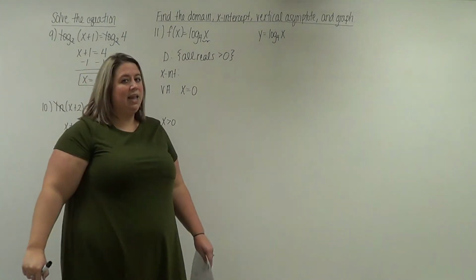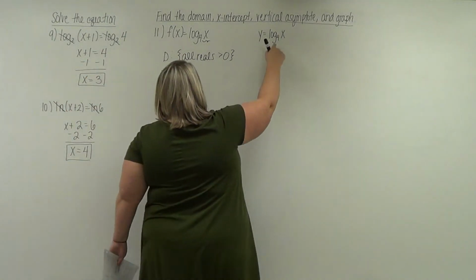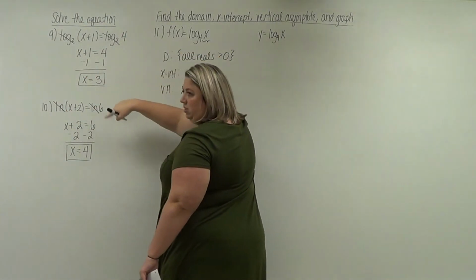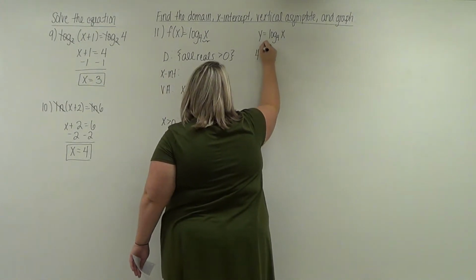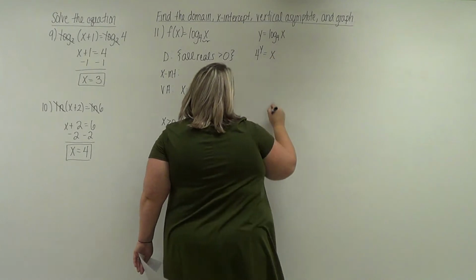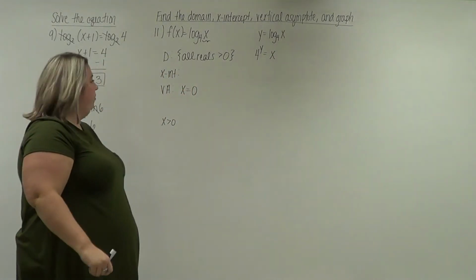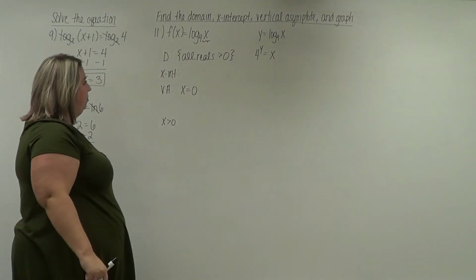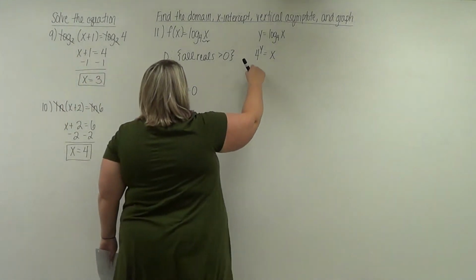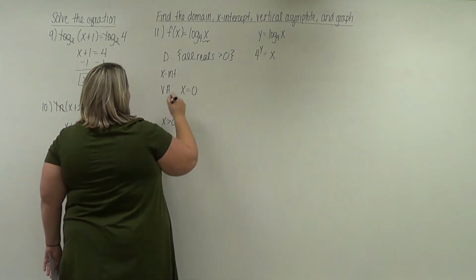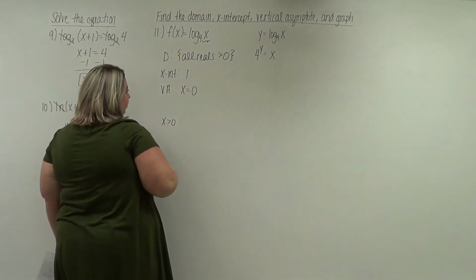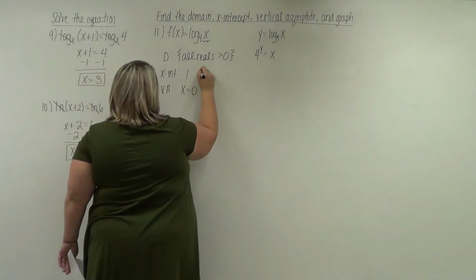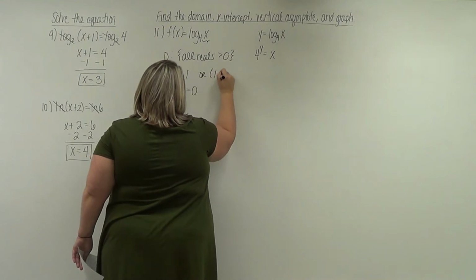First thing I do, write it like an exponential. Just like we talked about in the first 6 problems, this as an exponential would be 4 to the y equals x. If I want to find the x-intercept, I'm going to put 0 in for y. So 4 to the 0 is 1, so my x-intercept is 1. You can either write it like that, or you can put it as a point.